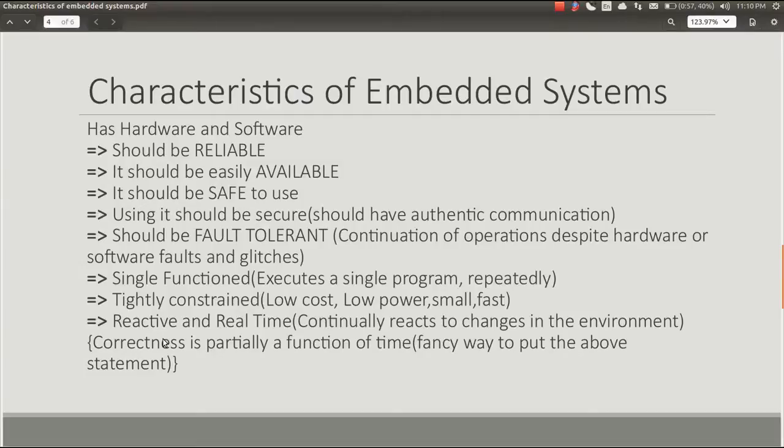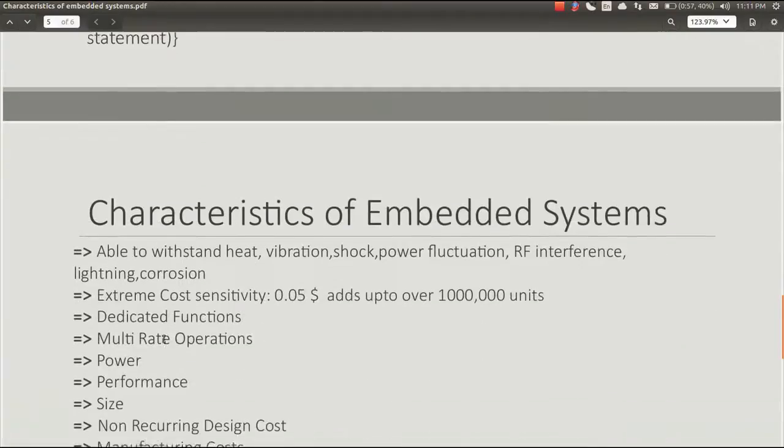They should be reactive and in real time. They should continually react to the changes in the environment. Depending on the need, they may have hard deadlines, for example in anti-lock braking systems, auto parking sensing systems, flight control systems, and soft deadlines like in video games. They can have significant time delay, as in set-top boxes or in cell phones.